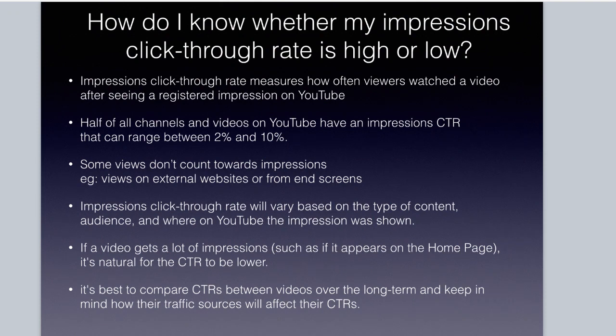So impressions click-through rate measures how often viewers watched a video after seeing your thumbnail on YouTube. And according to YouTube, half of all channels and videos on YouTube have an impressions click-through rate that can range between 2 and 10%. So I asked in my Facebook group what kind of impressions click-through rate people typically got. I think my highest was 13.2% on one of my videos. I got quite a few that were 12%, etc.